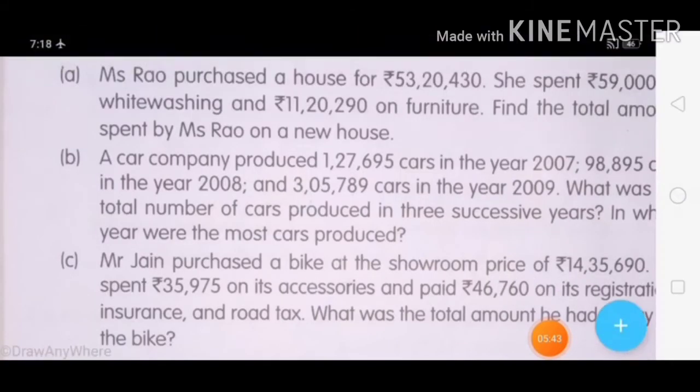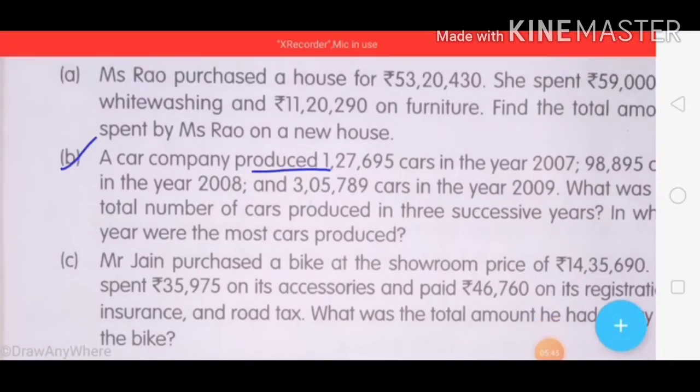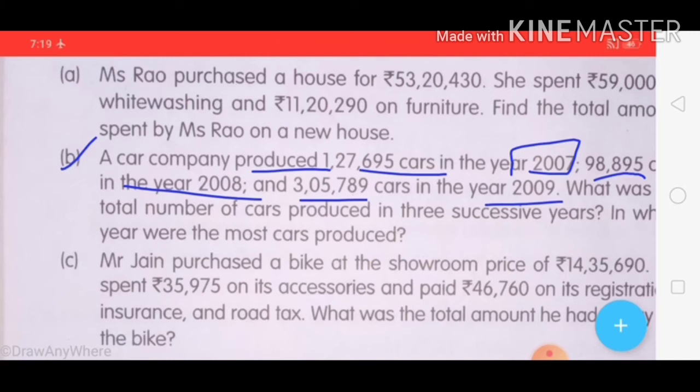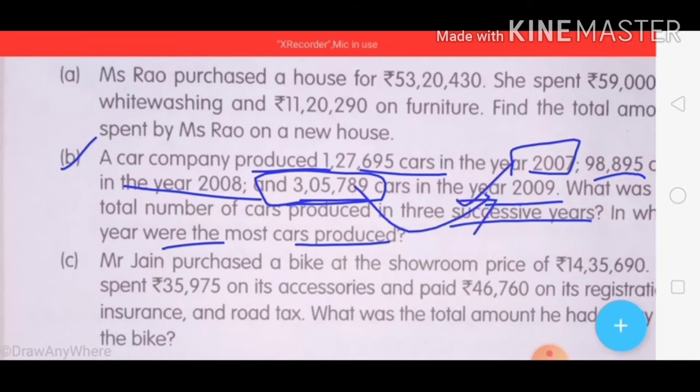Now here is B part. A car company produced 1,27,695 cars in the year 2007, 98,895 cars in the year 2008 and 3,05,789 cars in 2009. So what was the total number of cars produced in 3 successive years? In which year were the most cars produced? So in which year were the most cars produced? Here is 3,05,789 in 2009. So the most cars were produced in 2009.